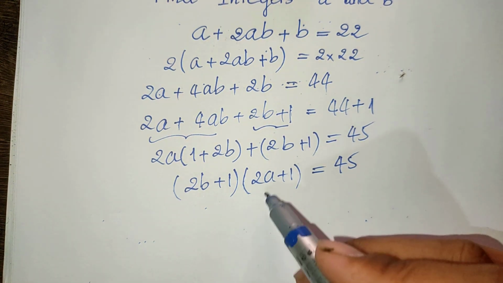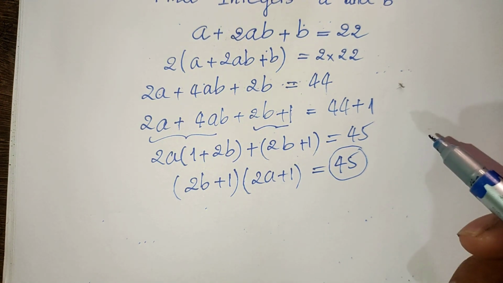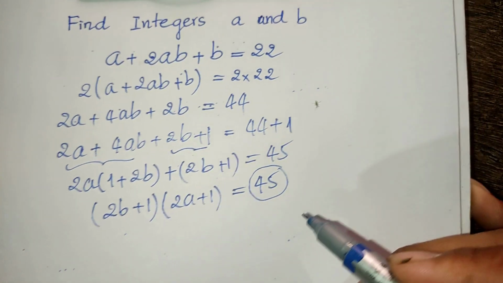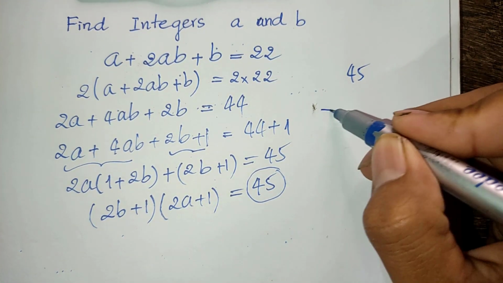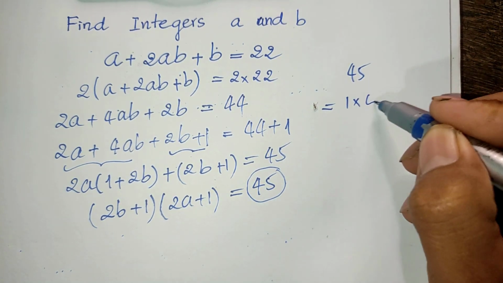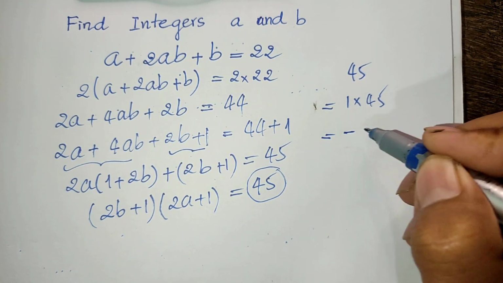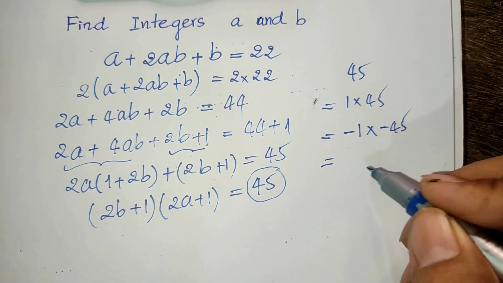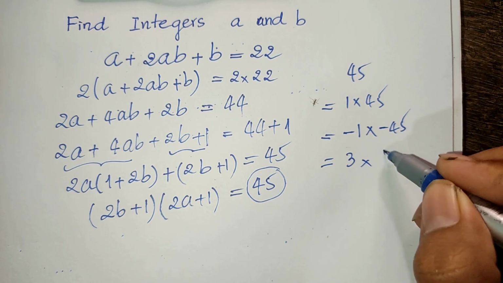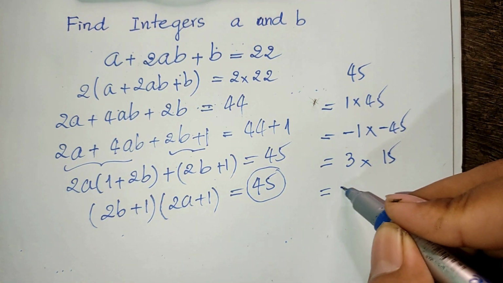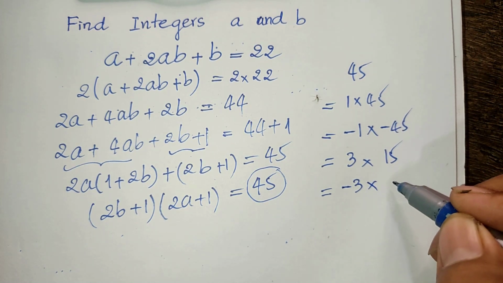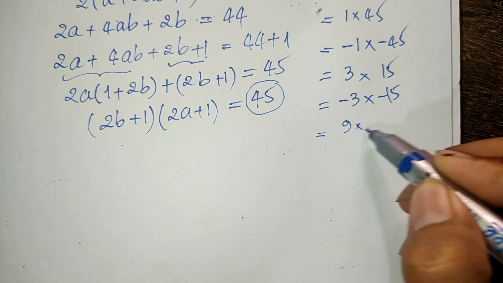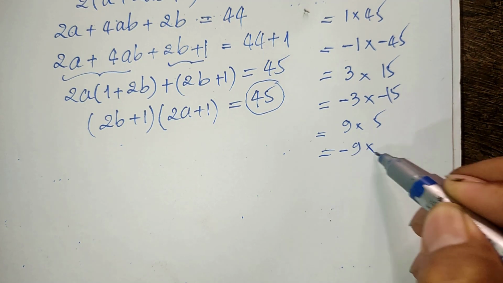Okay, now we have to factor this. So now we write 45 as a product of two factors. We know that 45 is equal to 1 multiplied by 45, and also equal to minus 1 multiplied by minus 45, and also equal to 3 multiplied by 15, and also equal to minus 3 multiplied by minus 15, and also equal to 9 multiplied by 5, and equal to minus 9 multiplied by minus 5.